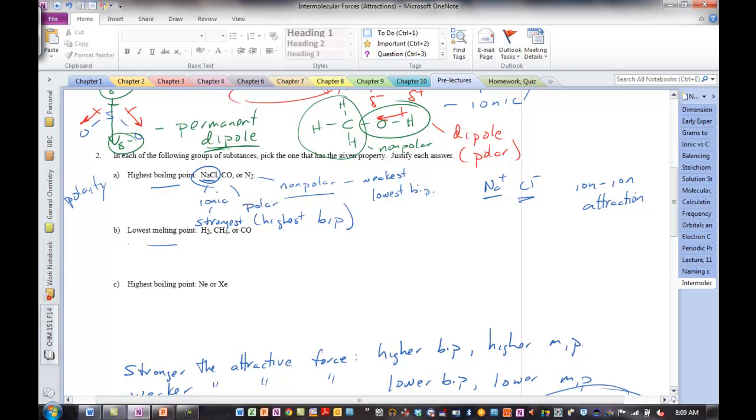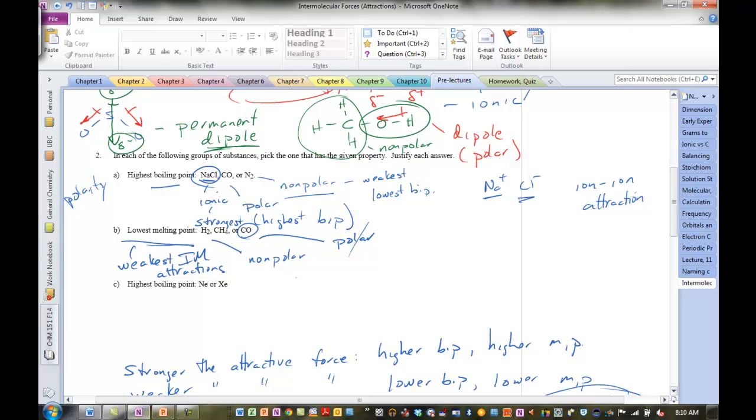Okay? Next one, we want the lowest melting point, so we want the weakest IM attractions. So let's look at what we have. H2, two hydrogens bonded together, clearly nonpolar. CO, as we said above, polar. Okay, that's going to be stronger. We're going to cross that one out because once we get to polar, dipole-dipole attraction is stronger.